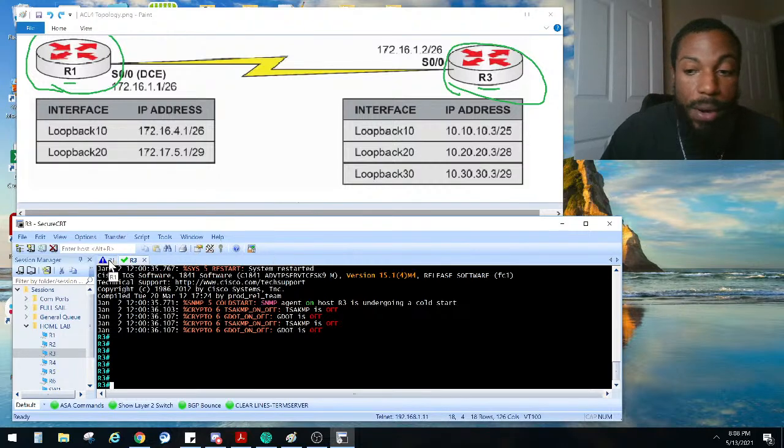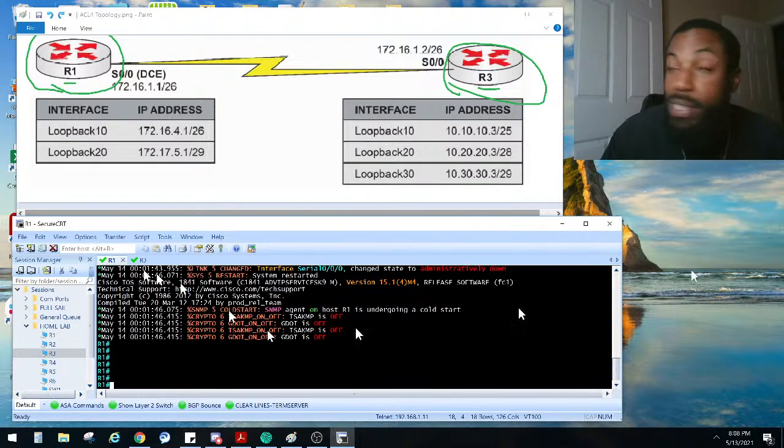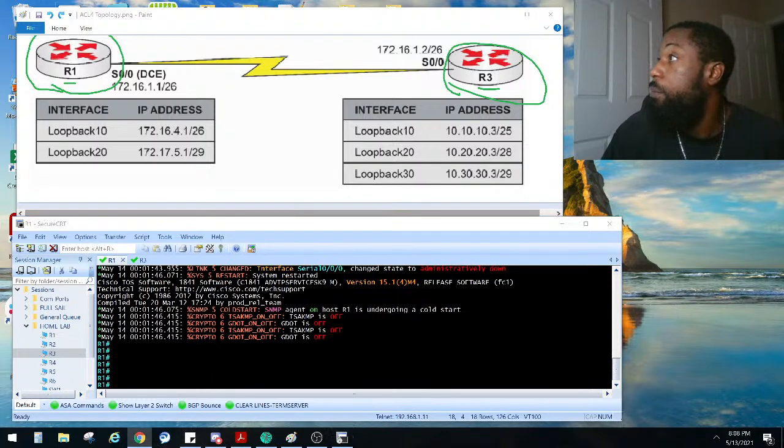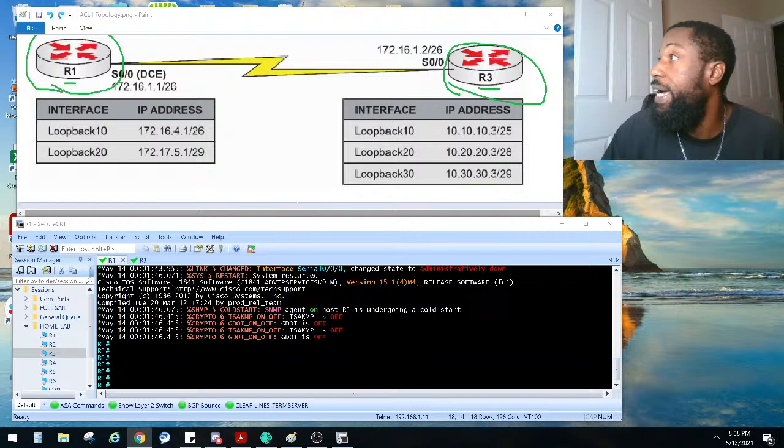So I got router 1 and router 3 powered up. Y'all know I usually wait till about 10 minutes into the stream to give people some time to tune in and stuff like that.